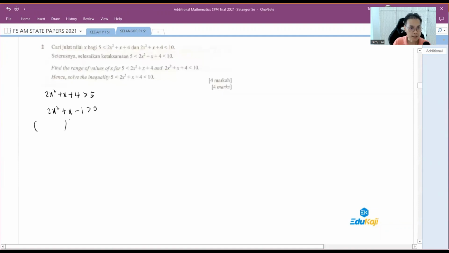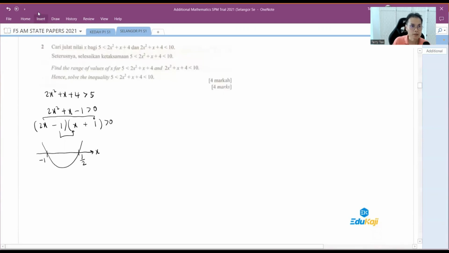Now let us double bracket factorize this. So what is your factor here? 2x, x, 1, 1. In order to get 1, this should be a plus 2. This should be a minus 1. So your roots will be half and negative 1. But since this is a quadratic inequality, we have to sketch a graph to solve it. Your roots are negative 1 and 0.5.